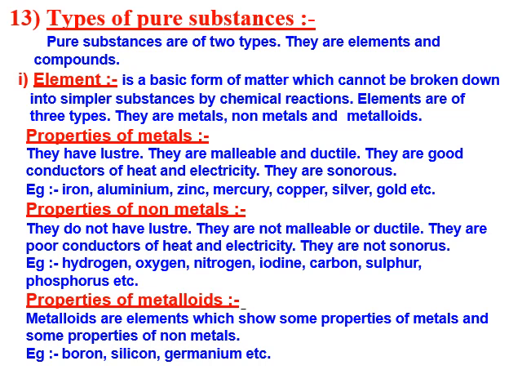Now coming to properties of non-metals. They are non-lustrous, they are dull in color. They are non-malleable and non-ductile. They are poor conductors of heat and electricity, and they are not sonorous. Examples: hydrogen, oxygen, nitrogen, iodine, carbon, sulfur, phosphorus, etc. Properties of metalloids: metalloids are elements which show some properties of metals and some properties of non-metals. Examples are boron, silicon, germanium, etc.